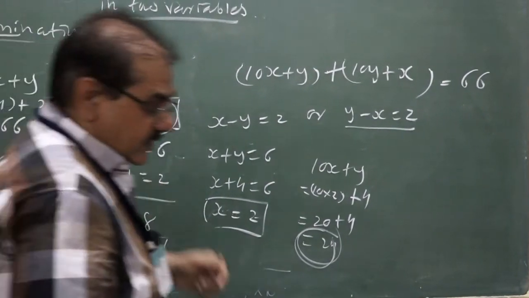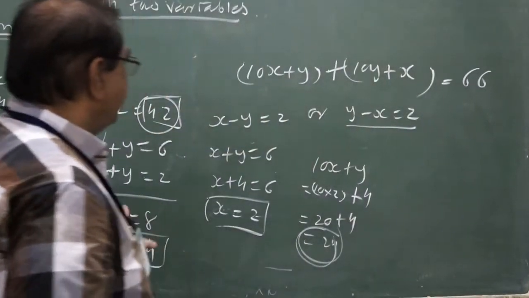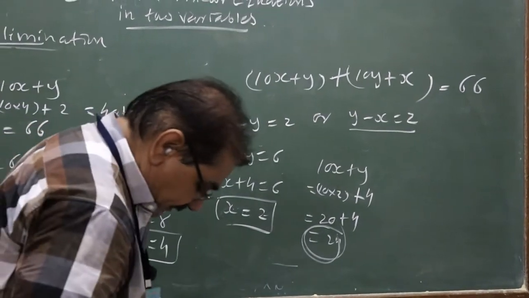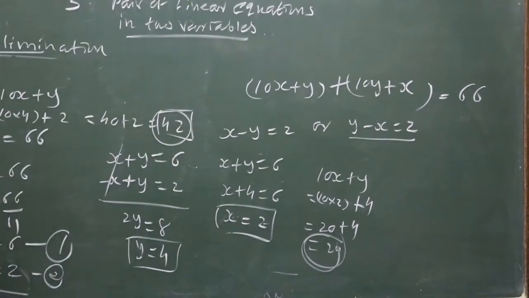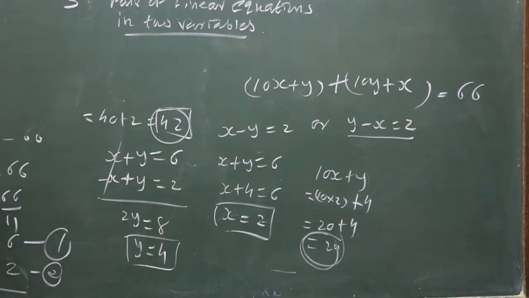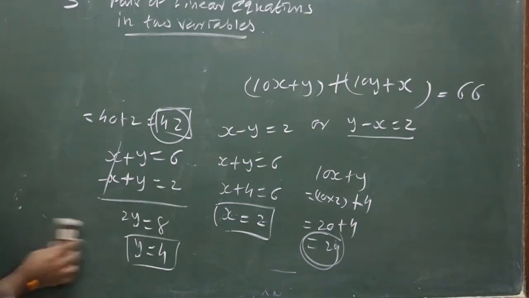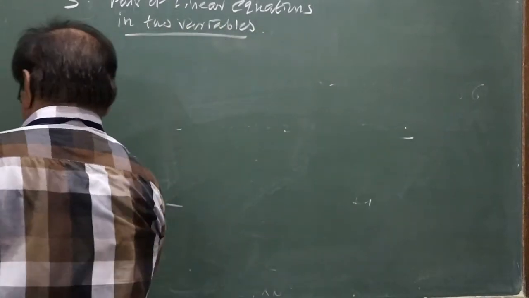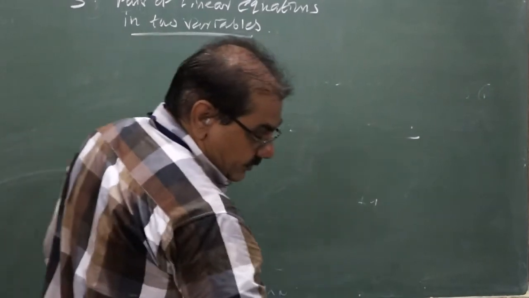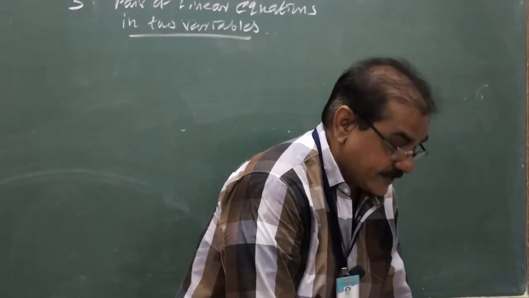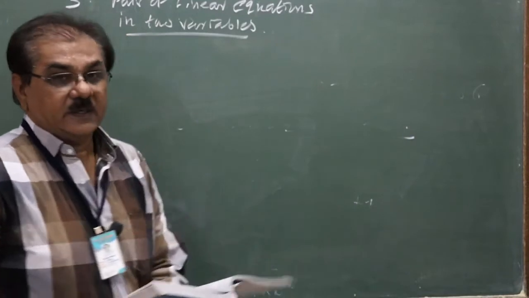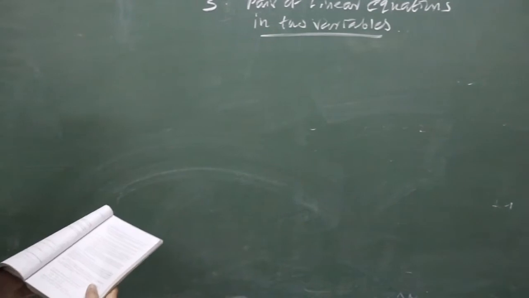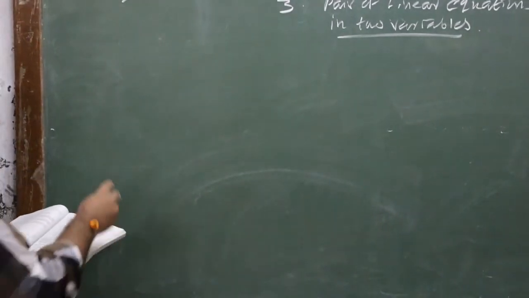Okay? So this is how you can solve the pair of equations by the method of elimination. So I think with the examples, you understood in a very good way how to find out the solutions. Now we go for the exercise. It is 3.4. I take one very simple equation, so that you can understand.